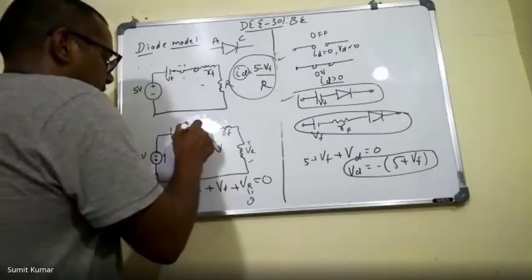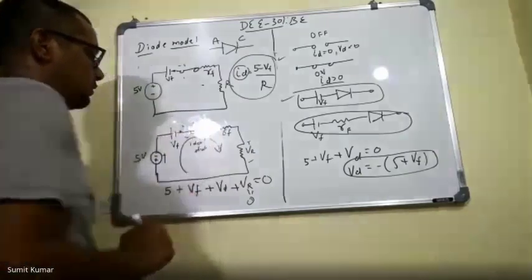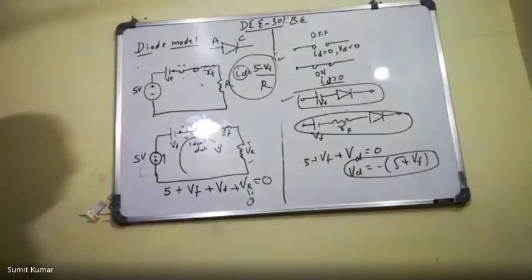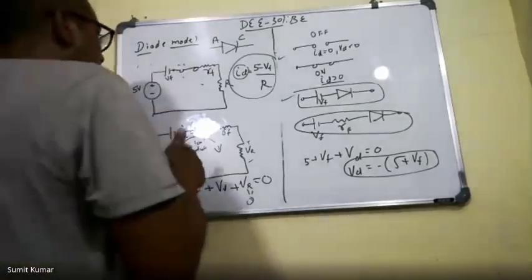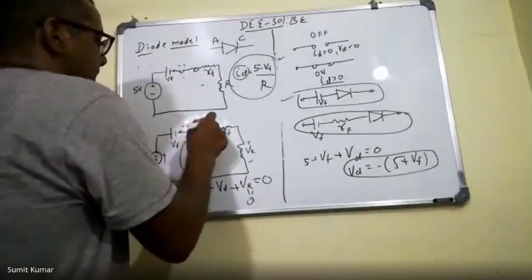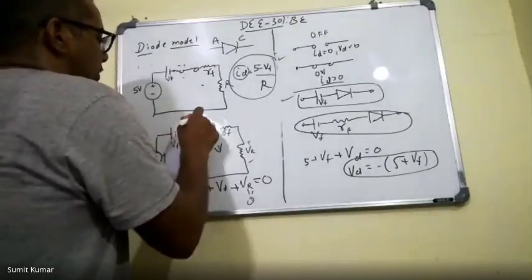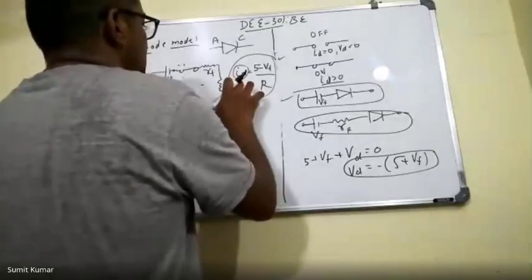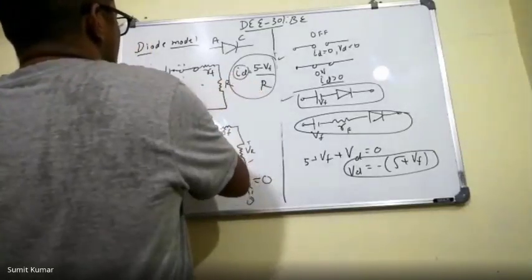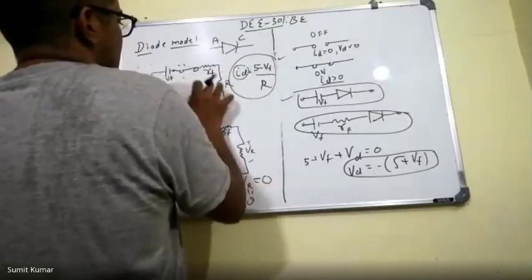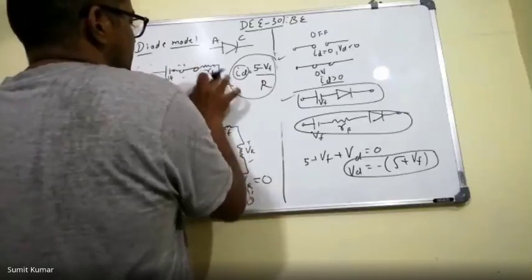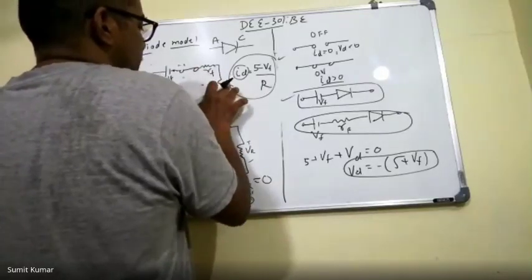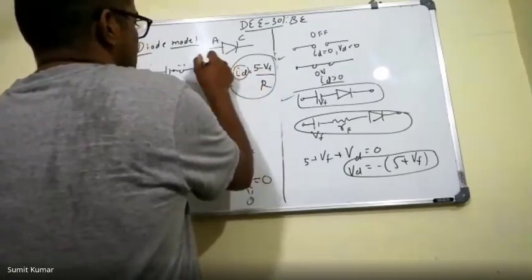So we will replace this ideal diode with the open circuit VD. Now again we will try to calculate the ID. Here you can see the potential will be 5 minus VF, but the resistance will be added because these both are in series.